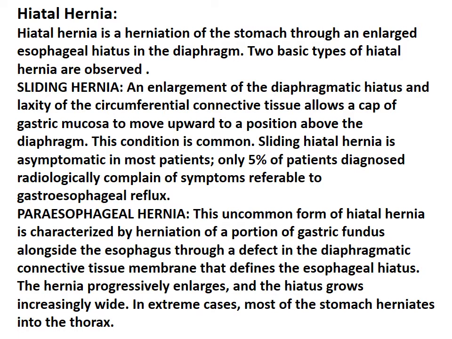The other type of hiatal hernia we call paraesophageal hernia, meaning the stomach passes alongside the esophagus. This is an uncommon form of hiatal hernia characterized by herniation of a portion of the gastric fundus, meaning the upper part of the stomach, alongside the esophagus through a defect in the diaphragmatic connective tissue membrane that defines the esophageal hiatus. Hiatus means the opening through which the esophagus enters into the abdominal cavity.